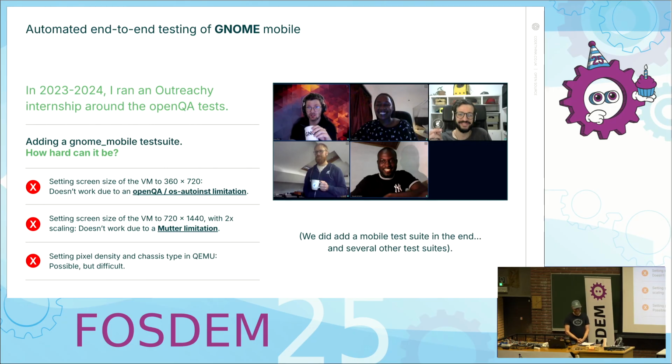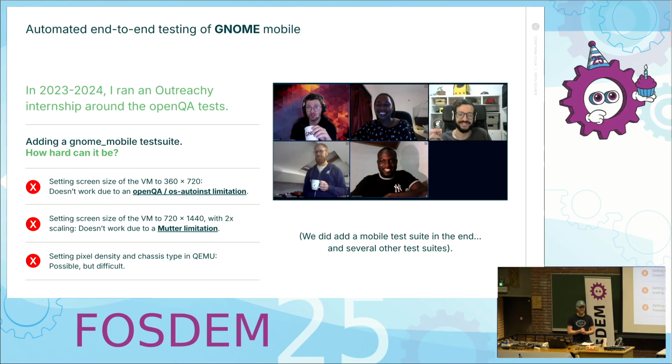So, firstly, if you set the screen size very small, or rather, if you set the screen size to a number that isn't a multiple of 16, then openQA breaks, because it'll only encode the video if the resolution's a multiple of 16. So that didn't work. So we thought, okay, we'll work around that by setting the screen to double the size, which is actually closer to how a phone works anyway. I'll go into that in a bit.